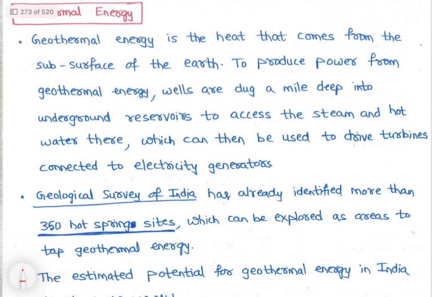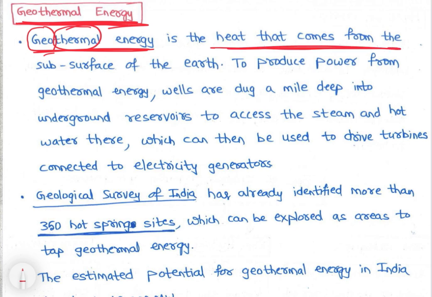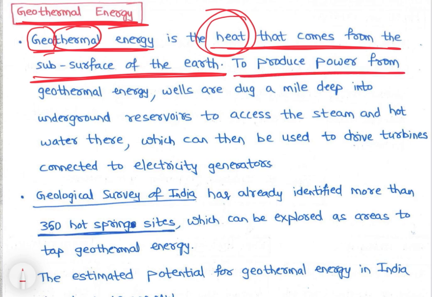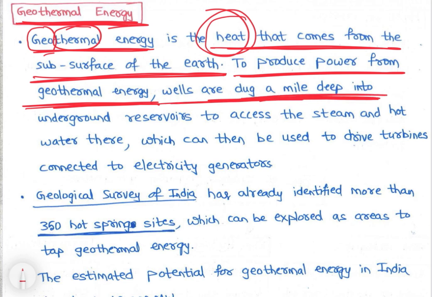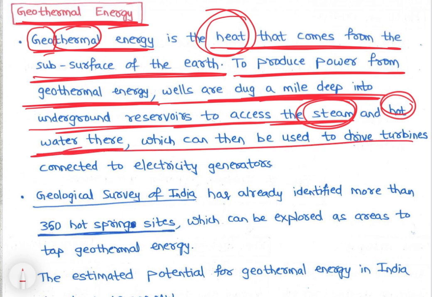Then let's deal with geothermal power, right? So what is geothermal energy? Geothermal energy is geological thermal energy. That is the heat that comes from the subsurface of the earth. Heat comes from below the earth, right? By using that we generate geothermal energy, right? To produce power from geothermal energy, wells are dug a mile deep to an underground reservoir to access steam and hot water, which can be used to drive turbines connected to electricity generators.